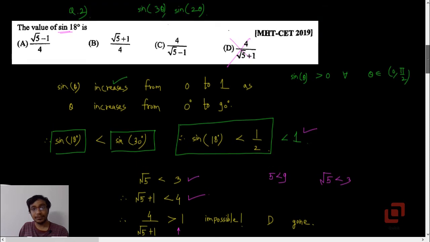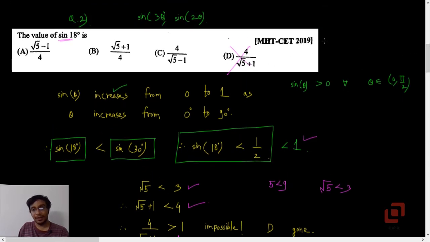Okay. Now what about C? Now root 5 minus 1 is even lesser than root 5 plus 1. So you are dividing 4 by a number which is smaller than root 5 plus 1. So this will also be greater than 1. Not right. So now it boils down to either option A or option B.